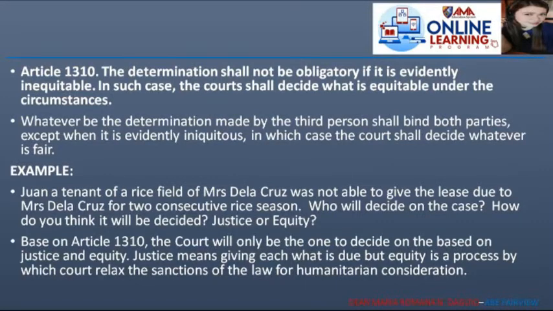Okay, who will decide on this case? How do you think it will be decided? Would that be based on justice or equity? So based on this article class, Article 1310, it says that the court will be the one, or will only be the one, siya lang, no? Ang may karapatang mag-decide, no, on the basis of justice and equity.